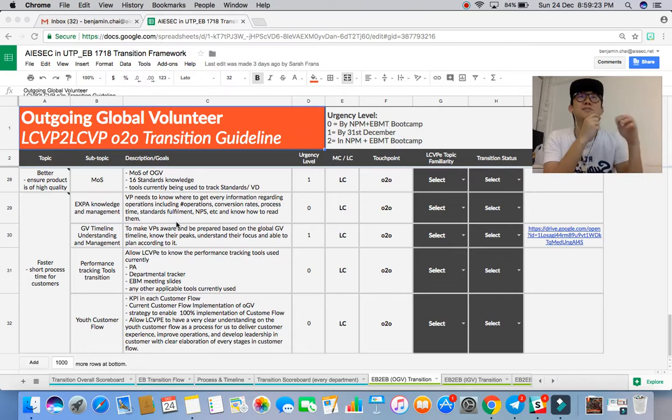I think this is something that has been educated to everyone during the LC visit, on the timeline itself. So how can we make sure that we are following the global timeline? We are following the peak all the time. This is very, very important, especially for summer peak. Your elect needs to know.